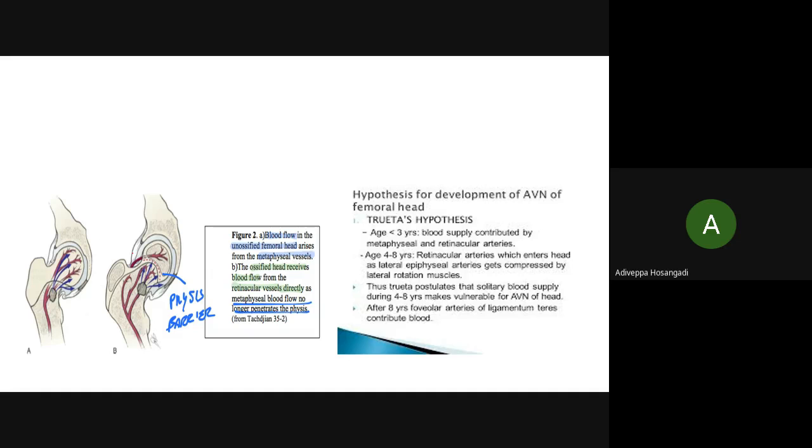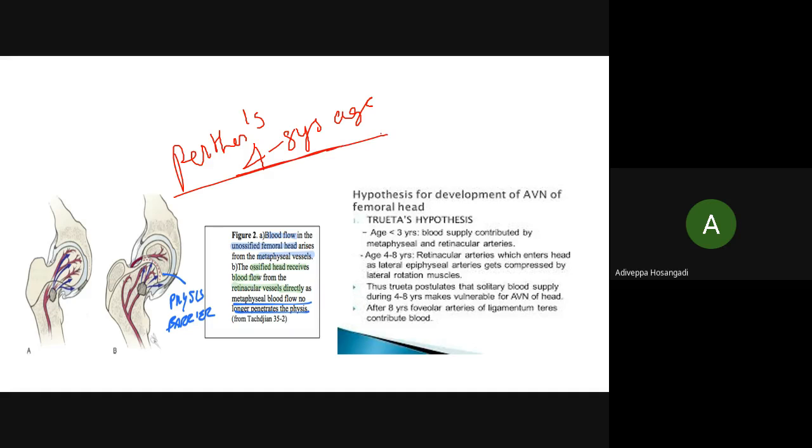So what happens after 4 years? The capital epiphysis of the femoral head appears. Because it is cartilaginous, the blood vessels cannot get into the femoral head. So the blood supply has to come from the outside. This is important, the lateral epiphyseal arteries or vessels are important, because that's when the blood vessels coming from outside get into the epiphysis, there can be injury and hence Perthes. So that's why please remember, Perthes is common between 4 to 8 years of age.